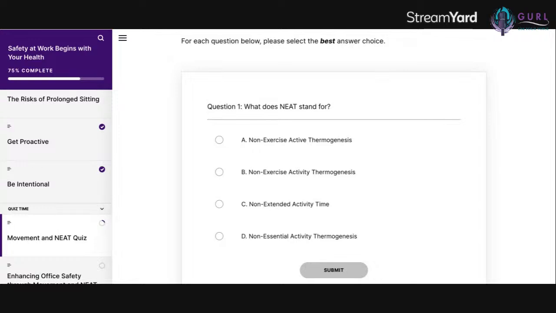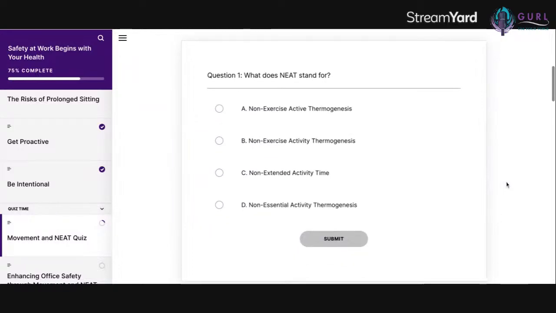Let's go. Question number one, what does NEAT stand for? In the comments below, put the answer. A, non-exercise active thermogenesis. B, non-exercise activity thermogenesis. C, non-extended activity time. Or D, non-essential activity thermogenesis.